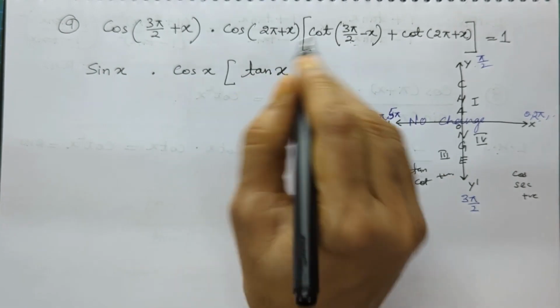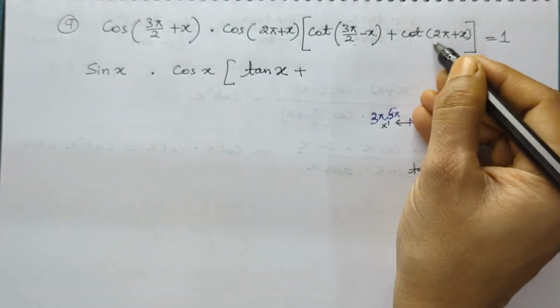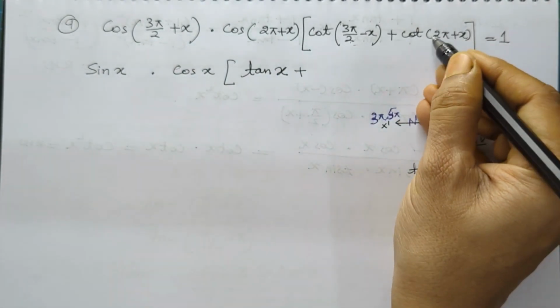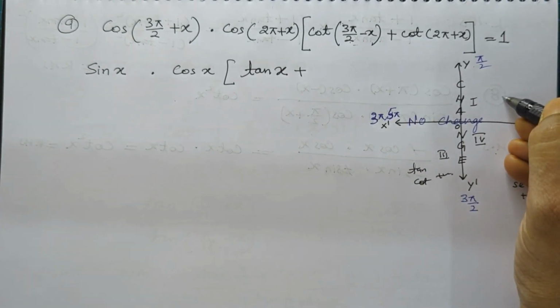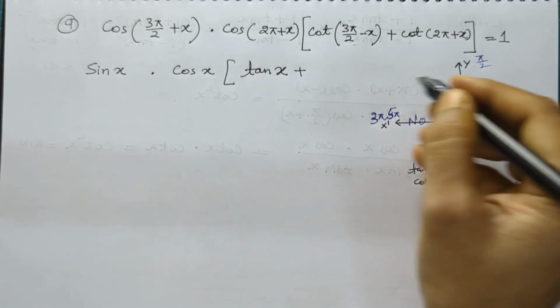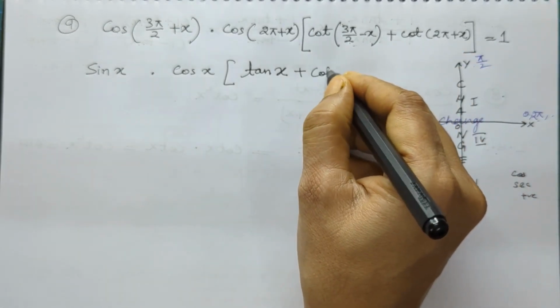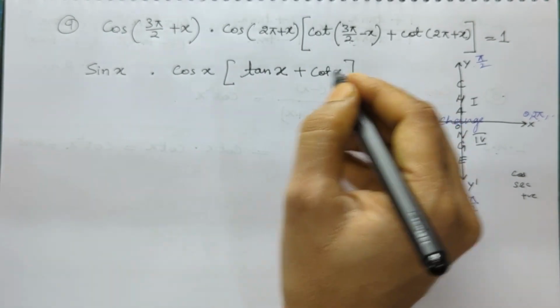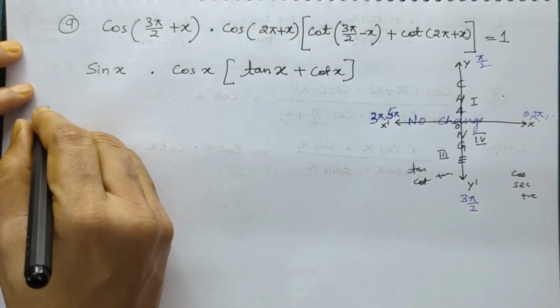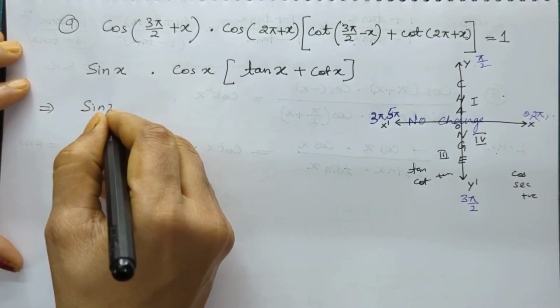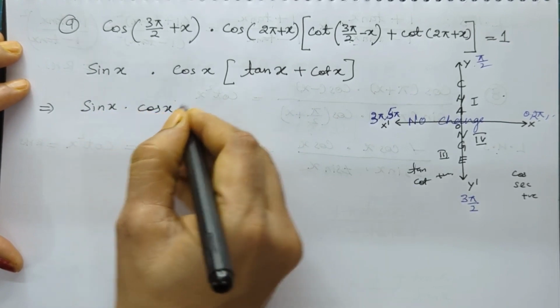and cot and tan are positive, plus cot of 2π + x. 2π + x is a first quadrant angle. In the first quadrant, all t ratios are positive. So cot is positive. With respect to 2π, no change. So cot remains cot. It is cot of x. Now sine and cos are in simple form, so they stay like that. So sin x, cos x.